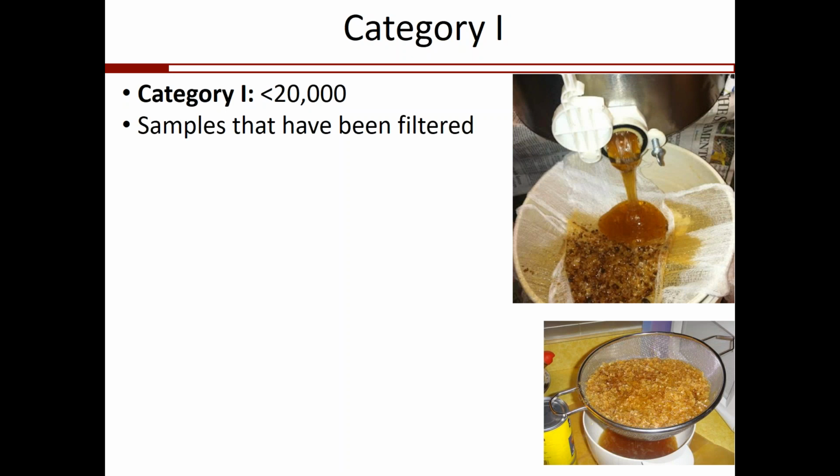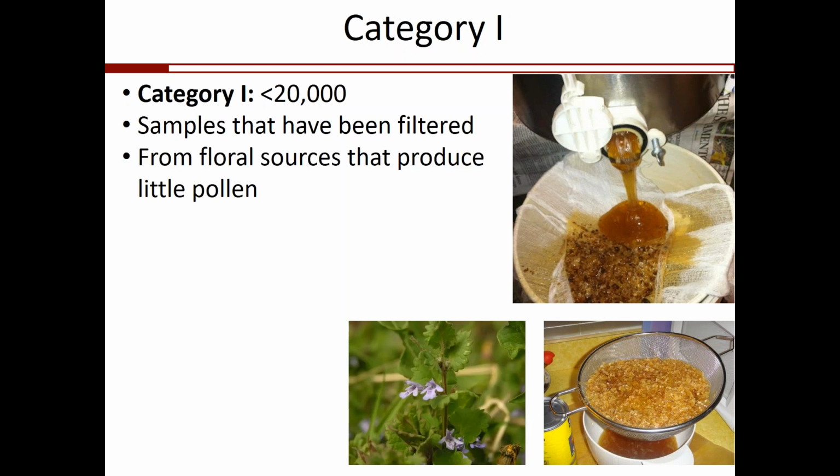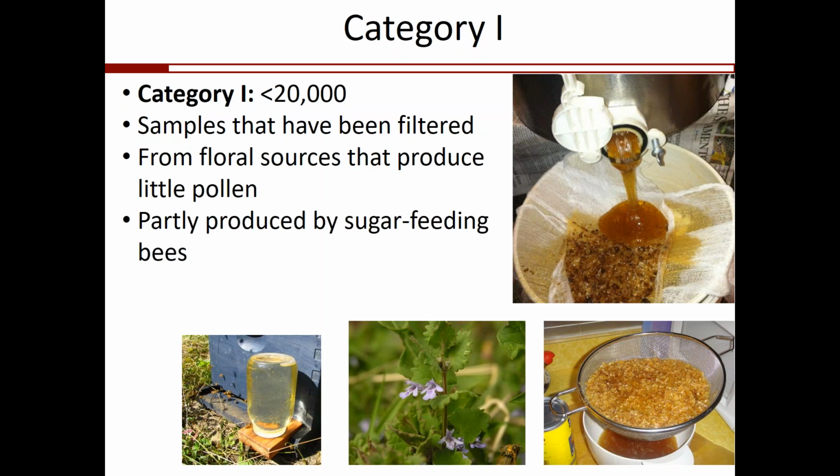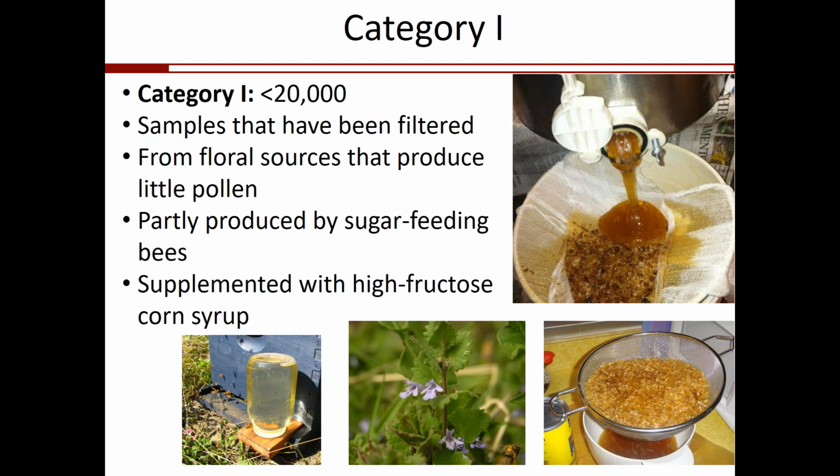The first category is category 1. This is your samples with less than 20,000 pollen grains per 10 grams of honey. Samples in category 1 include samples that may have been filtered, samples from floral sources that produce very little pollen, such as mint, samples that were being fed sugar water during the nectar flow, or samples that are just straight up mixed with sugar or high fructose corn syrup.